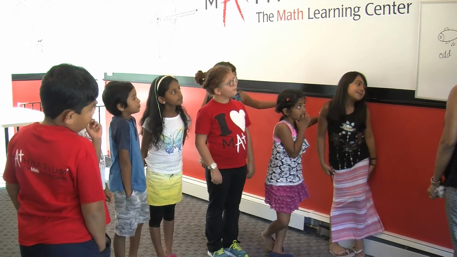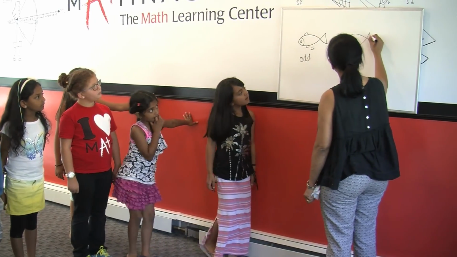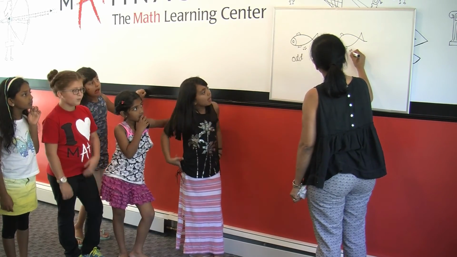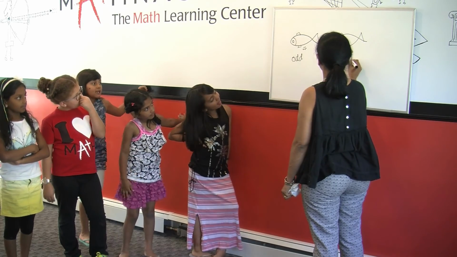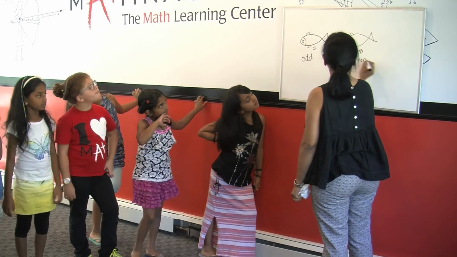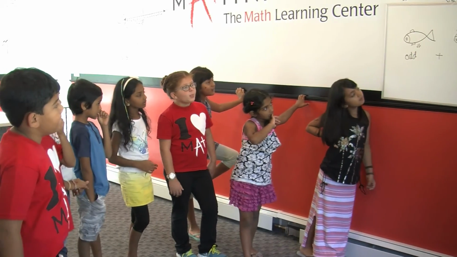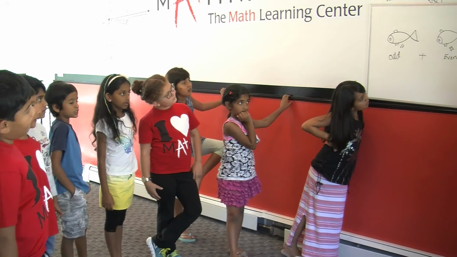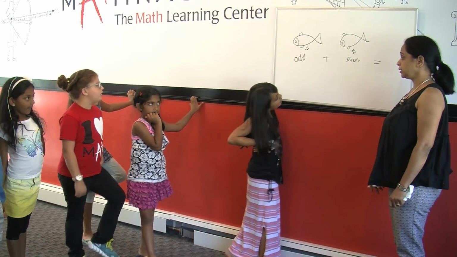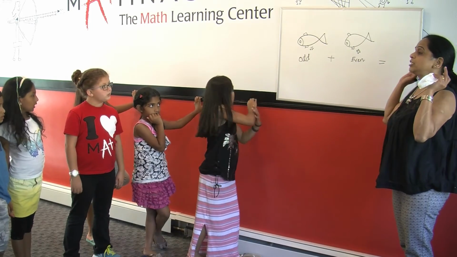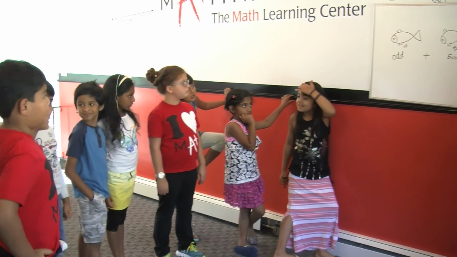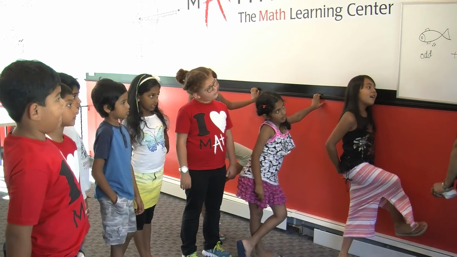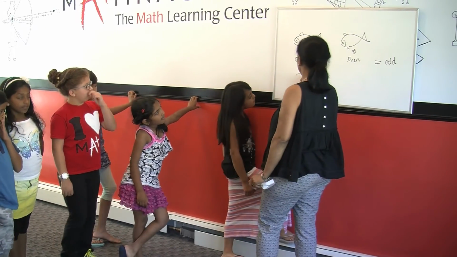Now there is another mama fish. She laid an even number. So the total number of fish is odd or even? Odd plus even is? Odd. Okay?